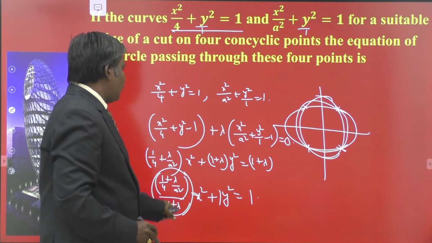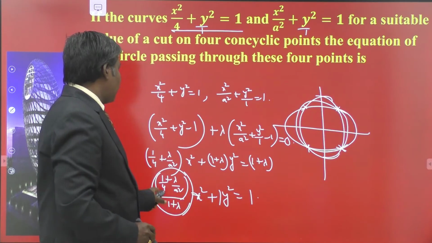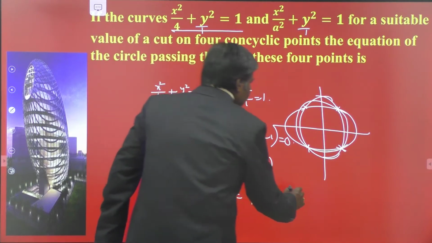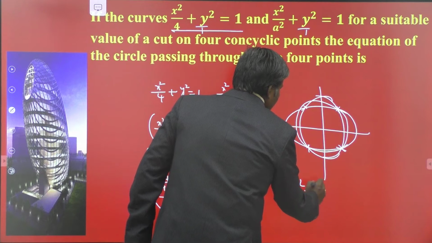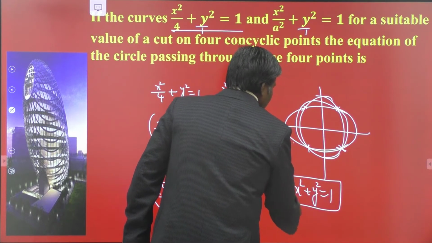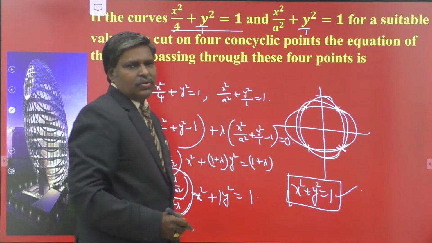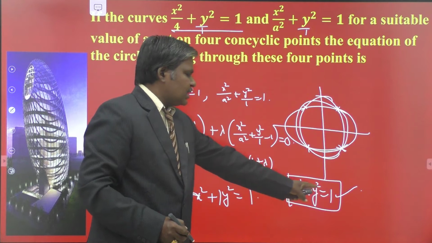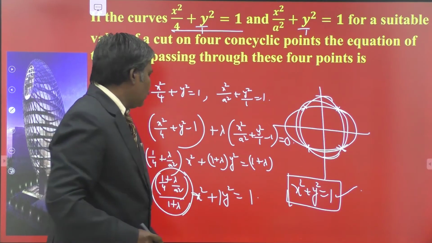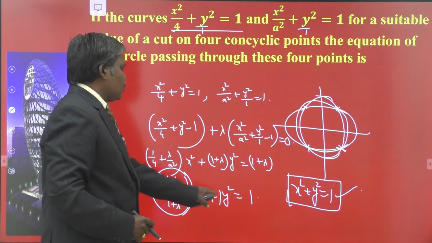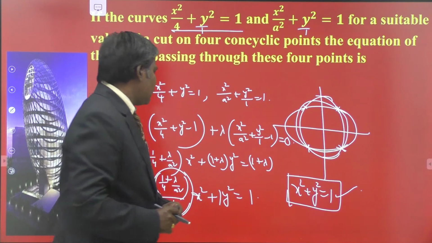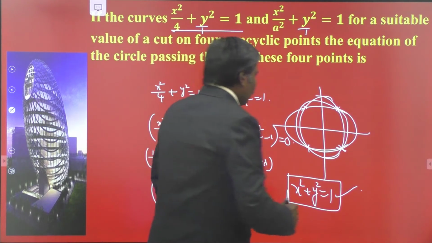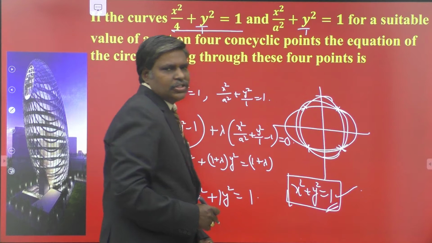For some suitable value of a, we take this entire expression as 1. So the required equation of circle is what, my dears? x square plus y square is equal to 1. They are asking the circle equation, that is x square plus y square equal to 1. So your 4 points of intersection are concyclic. They lie on this circle, x square plus y square is equal to 1. We treat this one as 1 because coefficient of x square equal to coefficient of y square. For a suitable value of a, choose this one as 1. Now your required equation is x square plus y square equals 1.